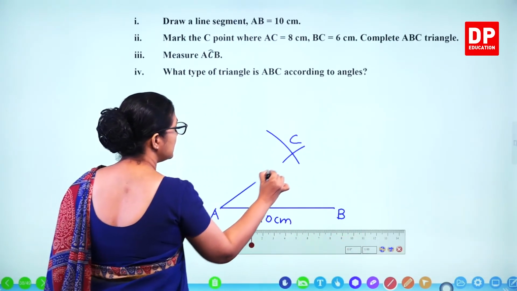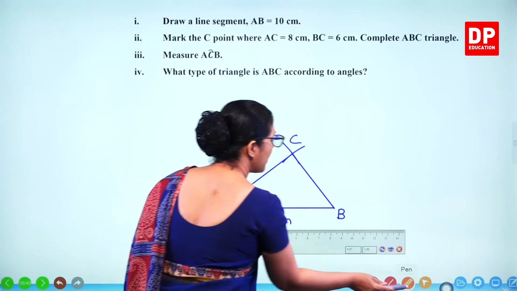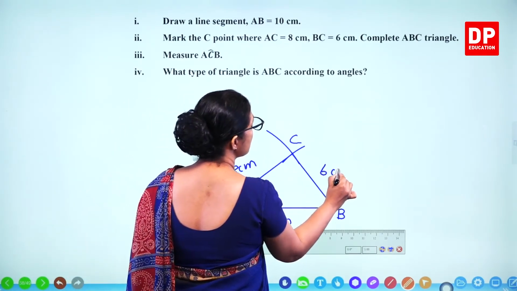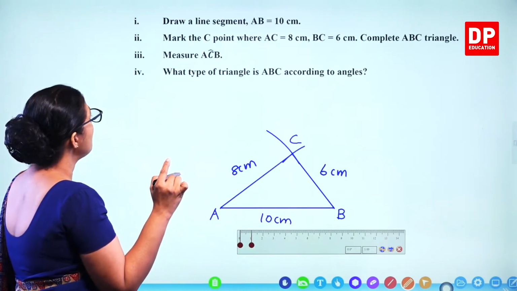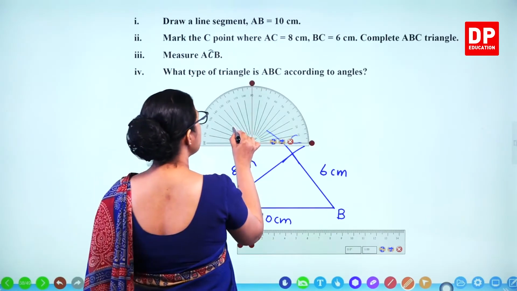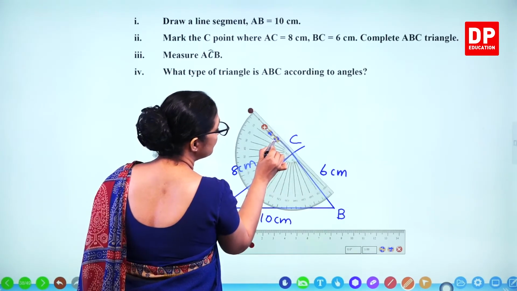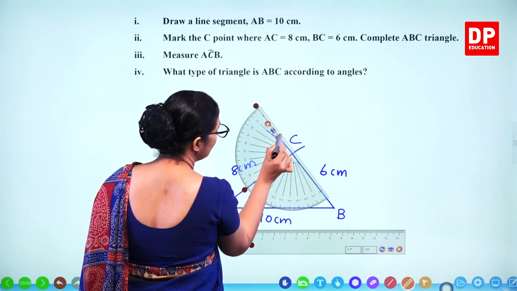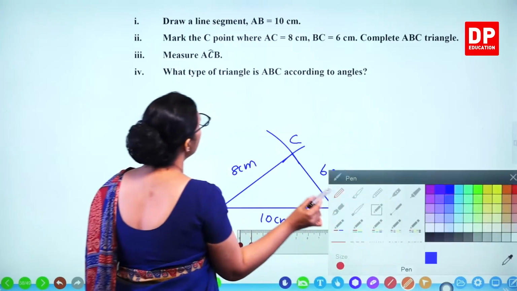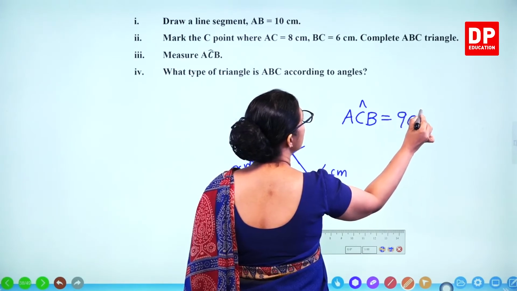Connect with the ruler, AC, BC. And we can mark the length. This is 8 centimeters and 6 centimeters. Measure ACB. You can use the protractor and measure this angle. So we'll keep it on top of that. So here it is exactly 90 degrees. So you can write ACB angle is 90 degrees.